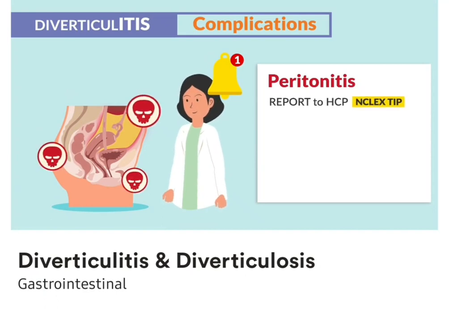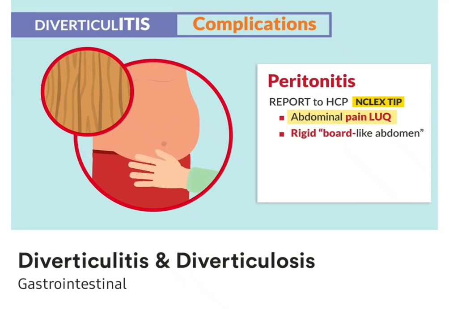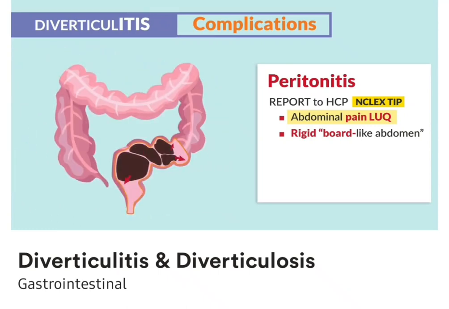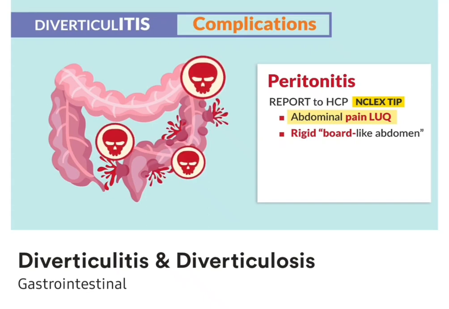So the NCLEX tips to write down is abdominal pain in the left upper quadrant, as well as a rigid board-like abdomen. Again, this indicates that there's internal swelling here and possibly internal bleeding. Again, too much pressure inside the intestines can cause this deadly rupture for acute diverticulitis.